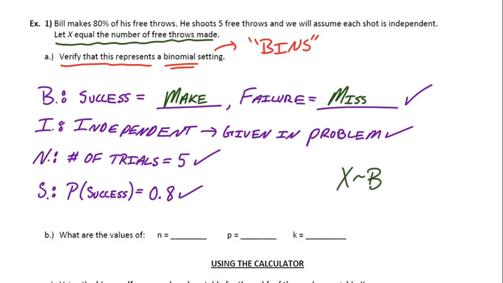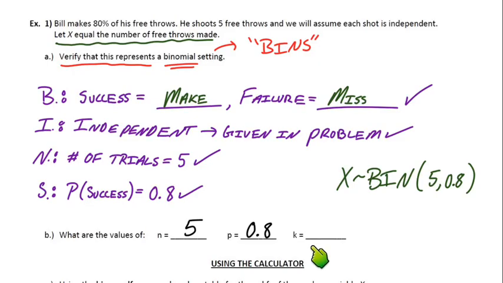That means we can say that X, our random variable, follows a binomial distribution with 5 as the N, the number of trials, and 0.8 as P, the probability of success, which also goes right here. 5 is our N, P is 0.8.